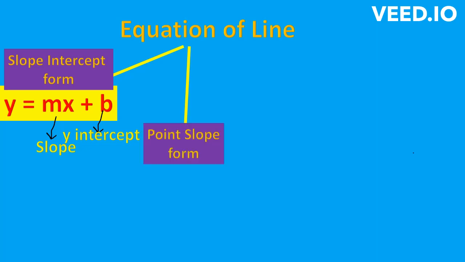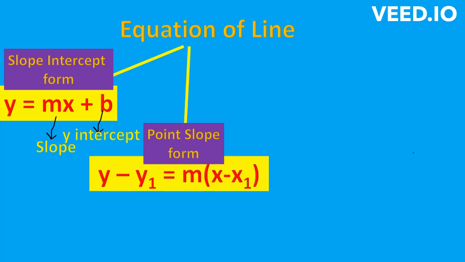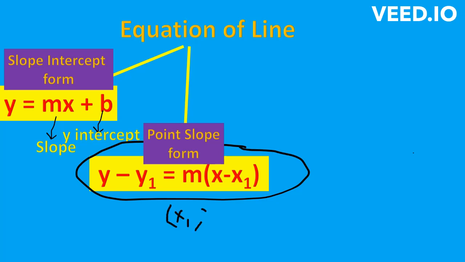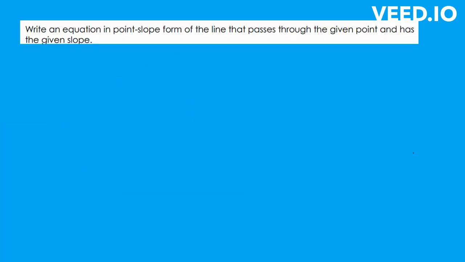Another way of writing is the point-slope form, and that is y minus y1 is equal to m into x minus x1. Here y minus y1 is m into x minus x1. This point-slope form is used when we have one point (x1, y1) and when we know the slope.